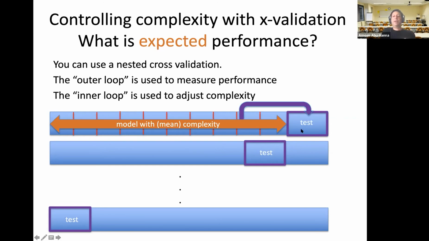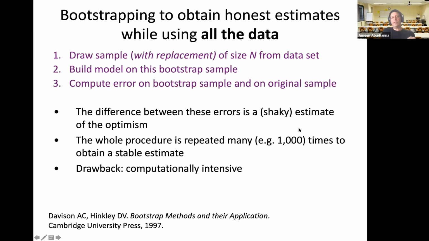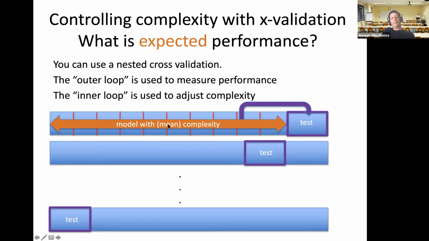I know it's a bit complex, but if you do it now and repeat it for all these, what you've achieved is that in the inner loop with cross-validation, you are finding the best complexity, but then you test on this one. So these tests at the end, these 10 tests, I average them, and this is what I sell you. This is the performance I expect.